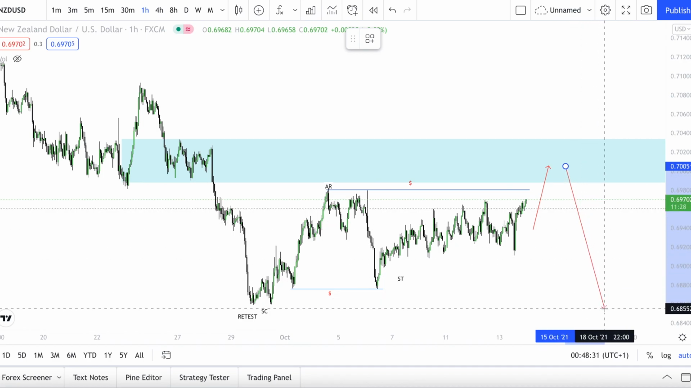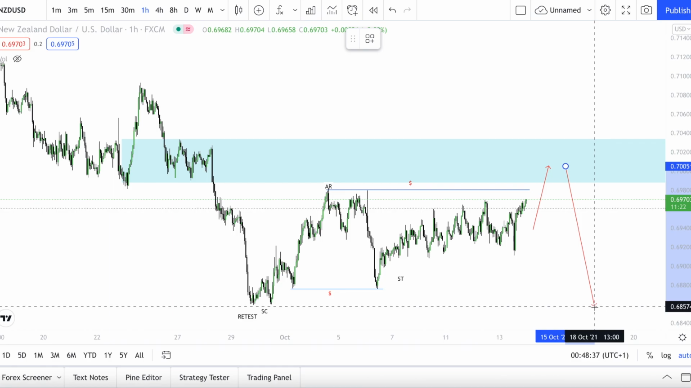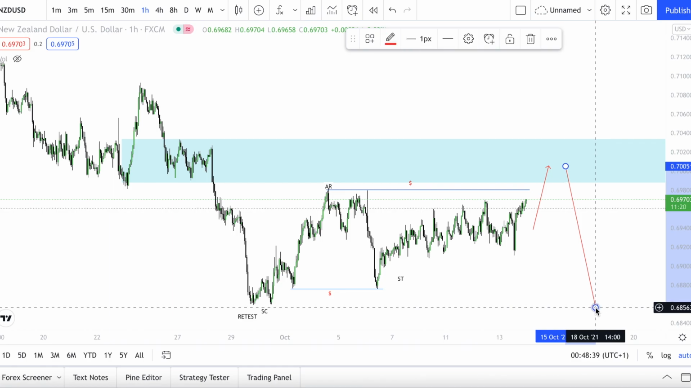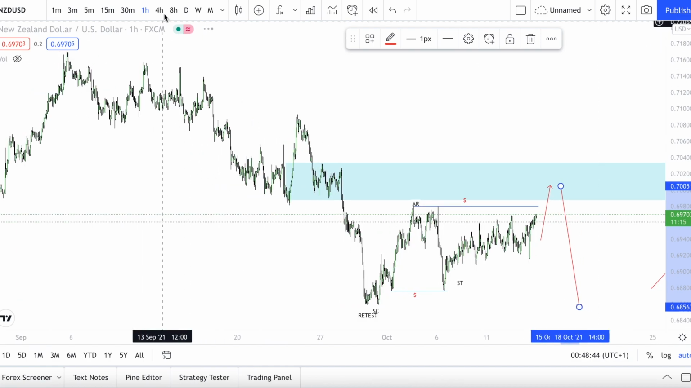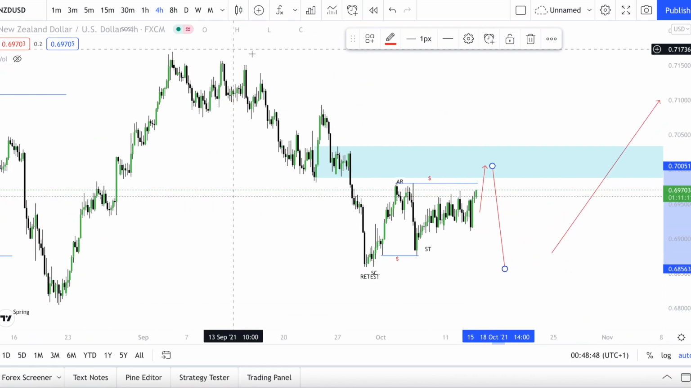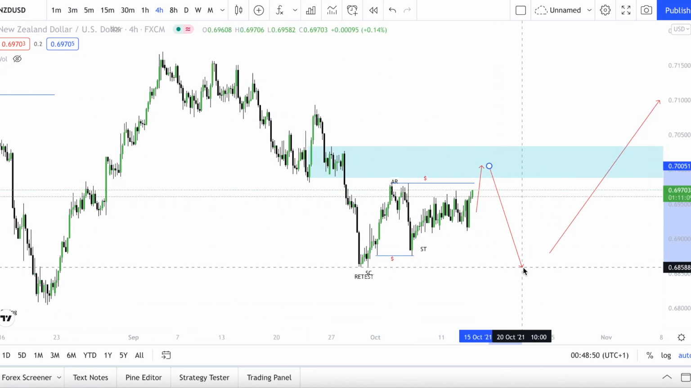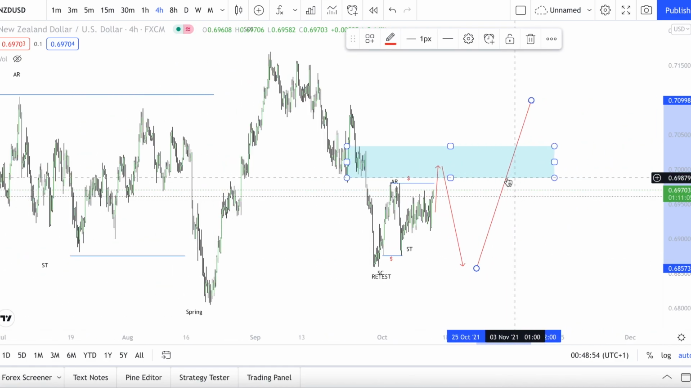Breaking. We like to see something like this. Breaking this ST, potentially the selling climax as well at the same time, and then pushing to the upside. So let me look at 4 hour. So I like to see something like this.